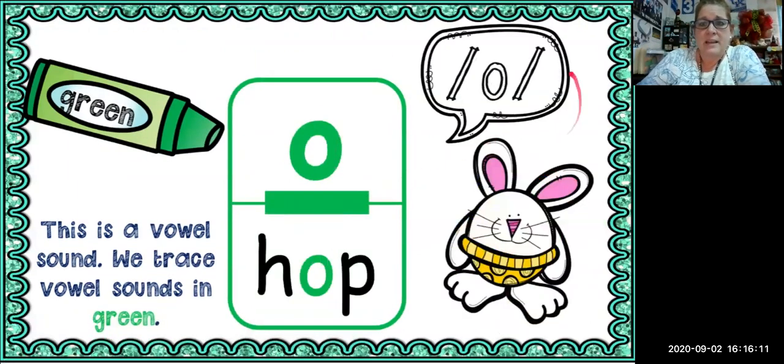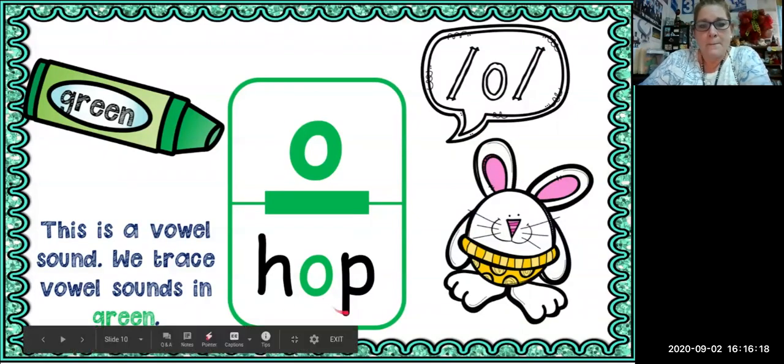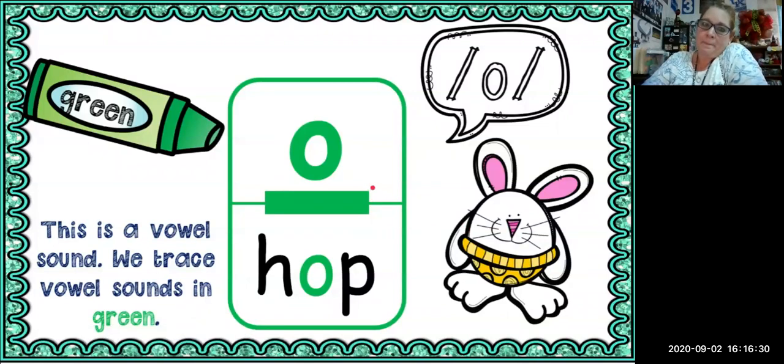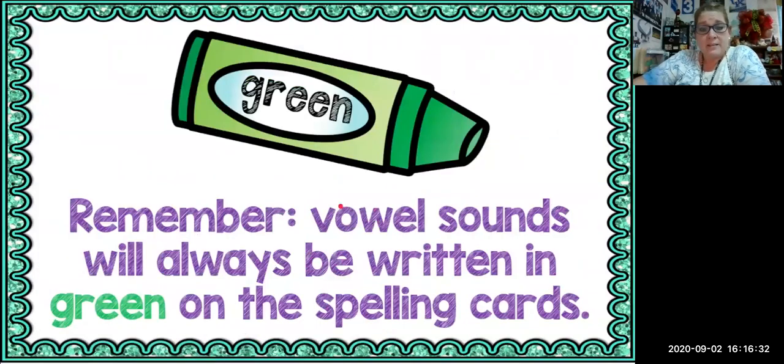We have the sound ah, like hop, okay? Hop, good. And the letter O makes the sound ah a lot, but it looks like there's other letters that might make the sound ah as well. All right, so remember, vowel sounds will always be traced and written in green on our spelling cards.